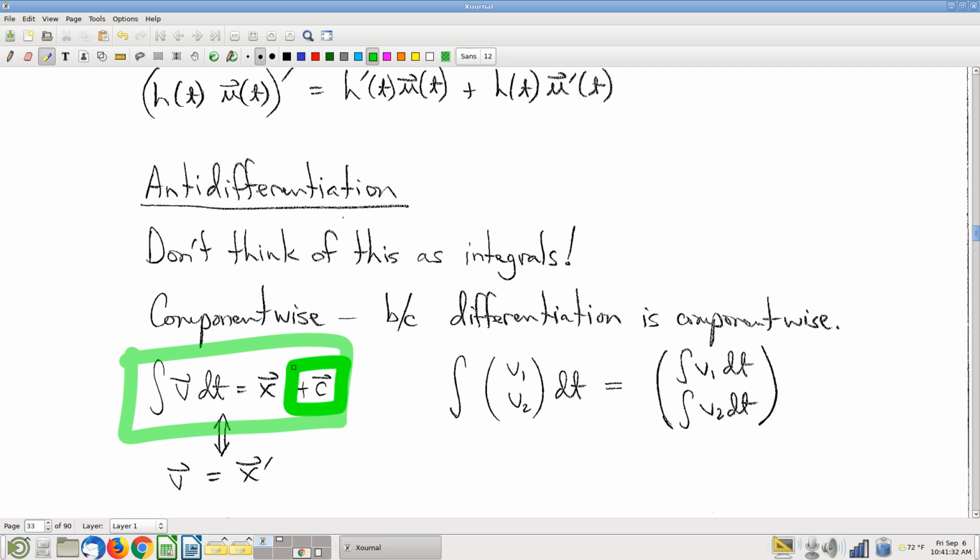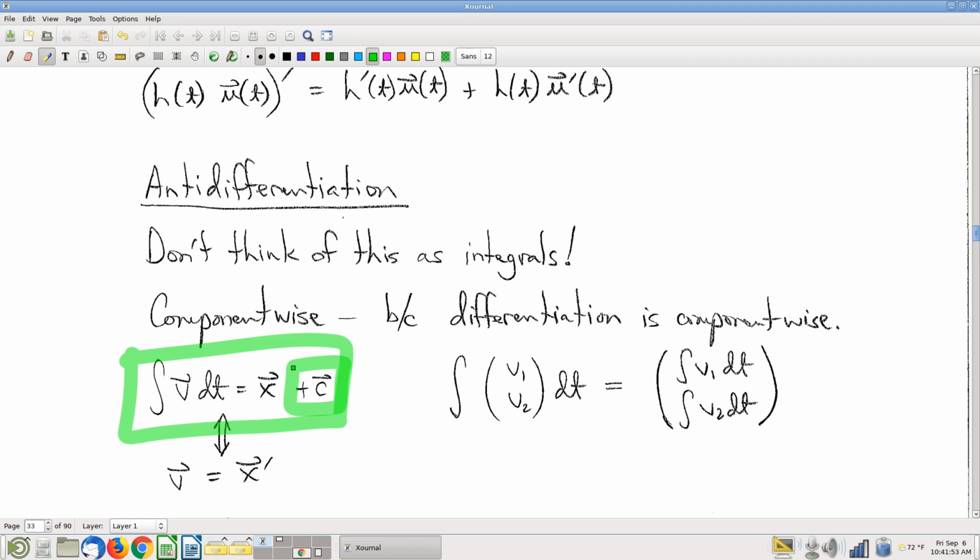Just like in Calc 1, by the way, some of the semantical terms are really soaked into the culture of the language, and so people call this a constant of integration. It just really bugs me. It's a constant of anti-differentiation.